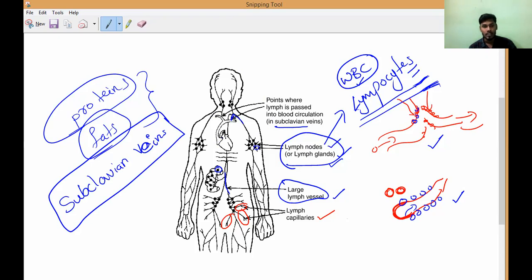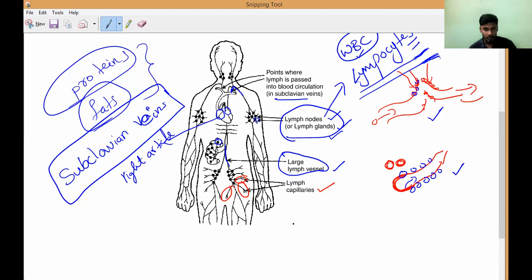Where in the heart: right atrium, left atrium, right ventricle or left ventricle? Right atrium, sir. Understand? It is directly pumped into the right atrium.